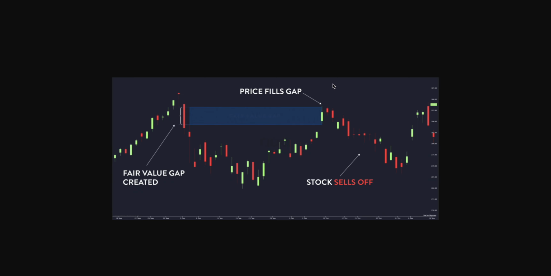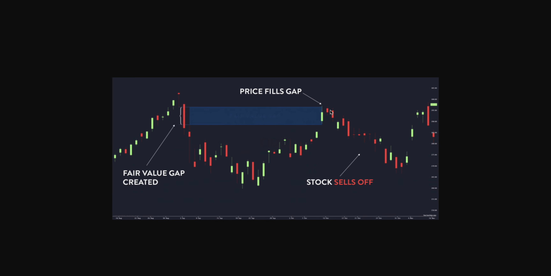Now, how can you actually use this? Well, you can use them in 2 different ways. Fair value gaps act obviously as magnets. So if you spot a fair value gap, you can start scaling into long positions, assuming price is moving down. And you can then exit once the fair value gap is filled.